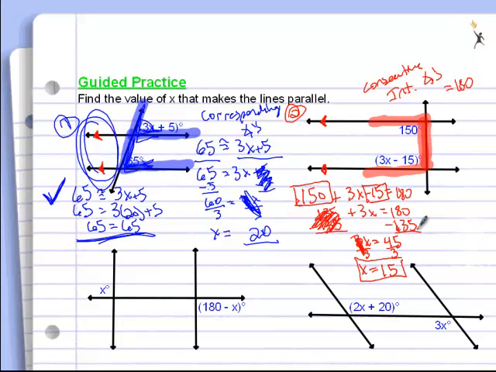And I know I'm going fast. If you need to, pause the video so that you can work out some of these problems. If x equals 15 in this problem, these two angles should be supplementary. So I'm going to take what I originally wrote down right here, this step, and actually I'm going to write that on a separate sheet of paper.